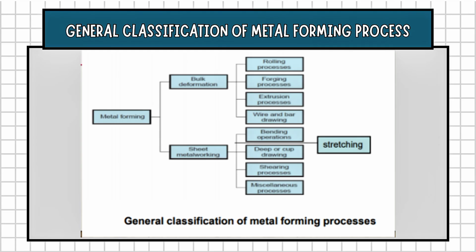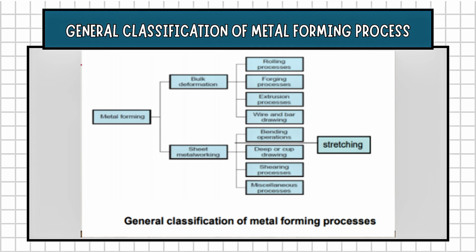Now let's walk through the general classification of metal forming processes. This diagram summarizes how all metal forming operations are grouped based on the type and thickness of the material being worked on. We start at the top with metal forming. Metal forming is any process where we deform a metal plastically so that it takes a new shape. Now, this large field is divided into two major categories: bulk deformation and sheet metal working. These categories differ mainly in the shape and thickness of the starting workpiece.